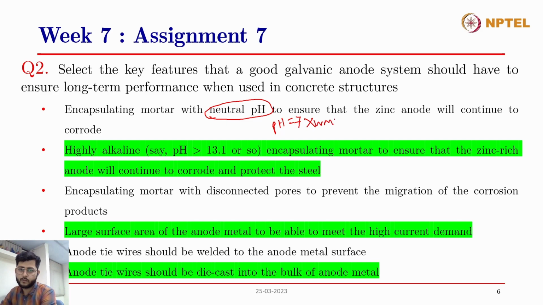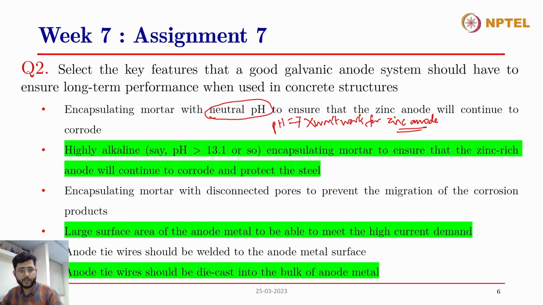Won't work for zinc anode, because zinc won't be able to corrode at such a low pH, that is a neutral pH, and therefore this is not what we want in a good galvanic anode system.